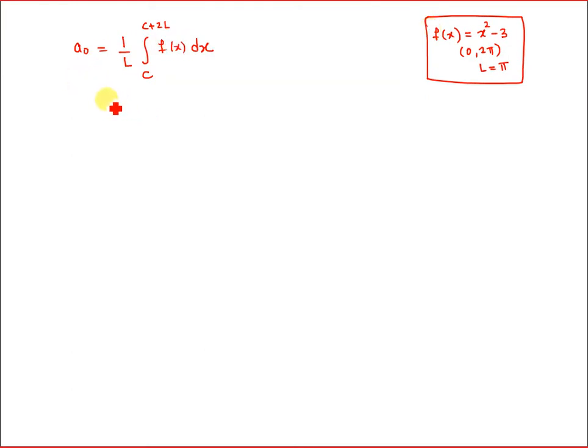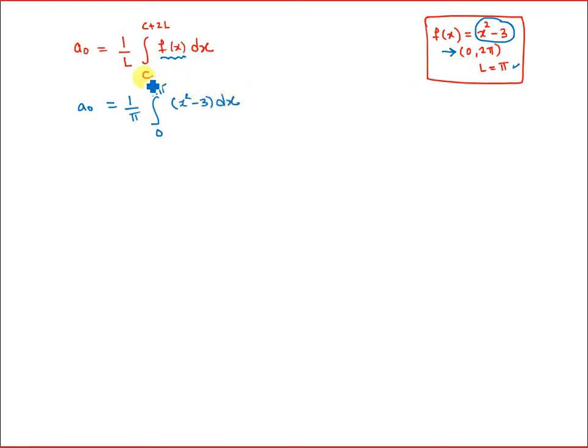Now substitute it here. a0 is equal to 1 over L, which is pi, integral. Now this is from c to c plus 2L as per the formula, because your function is defined from c to c plus 2L. But for us, we have to go with the limits of the function, the interval over which the function is defined. So 0 to 2 pi. Now we have the value of the function from the question again, x square minus 3. x square minus 3 dx.